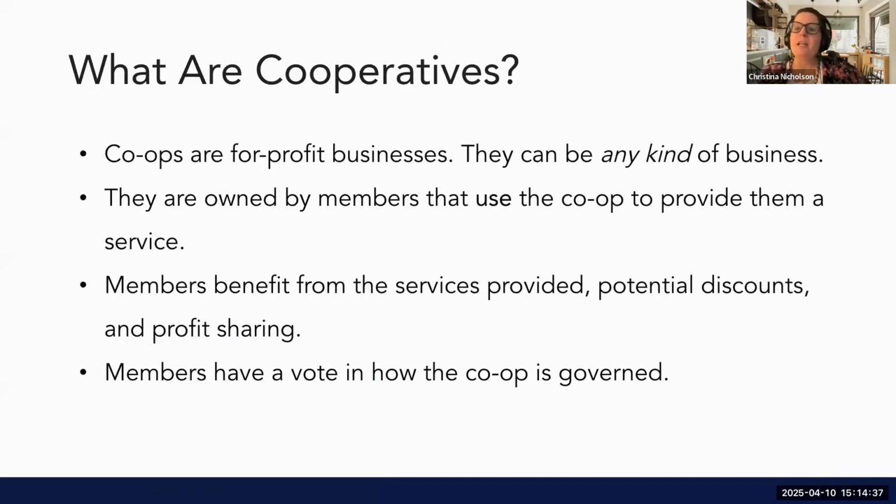So I'm going to spend a little bit of time talking about what cooperatives are today before we get into broad level business basics, to familiarize everyone with some general terms. Cooperatives, for folks who don't know, are generally for-profit businesses, and they can be any kind of business. They're owned by the members that use the cooperative to provide them a service. The members benefit from the services provided either through potential discounts or profit sharing.